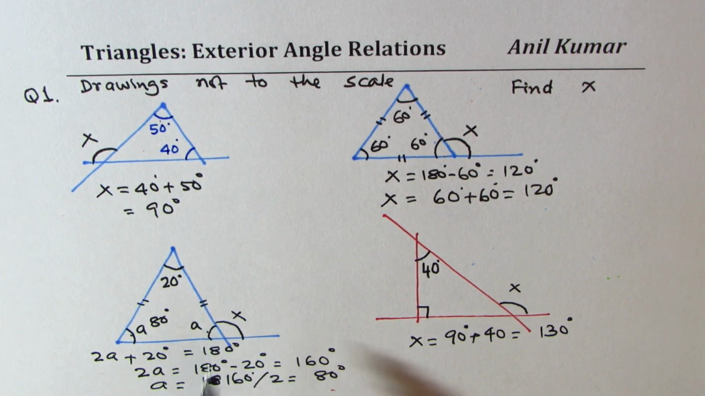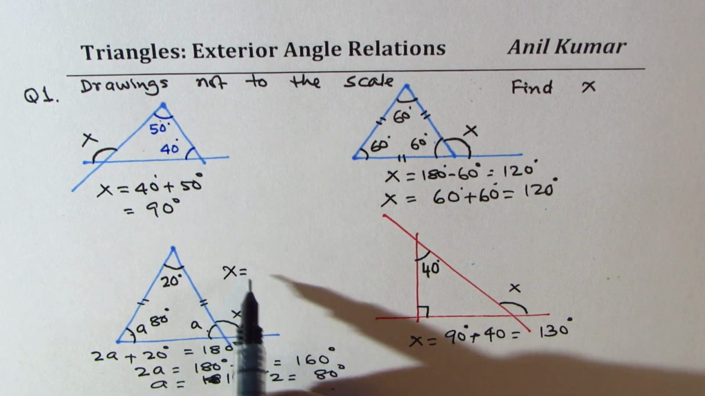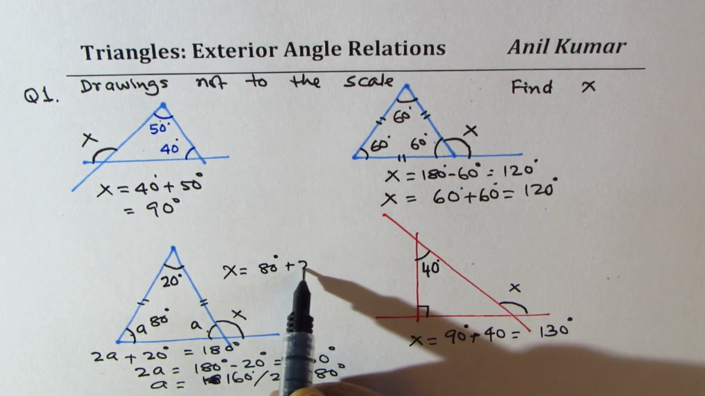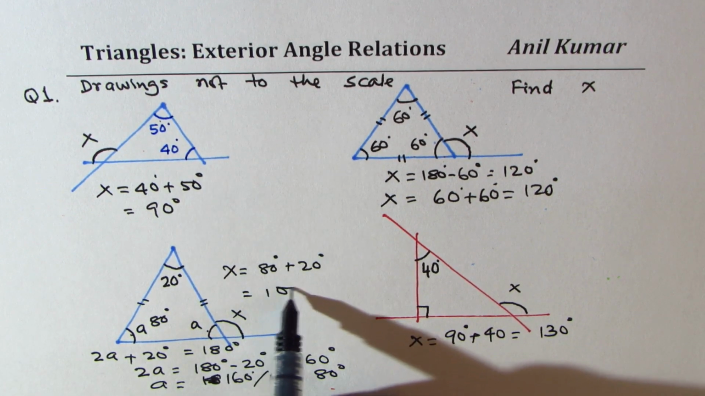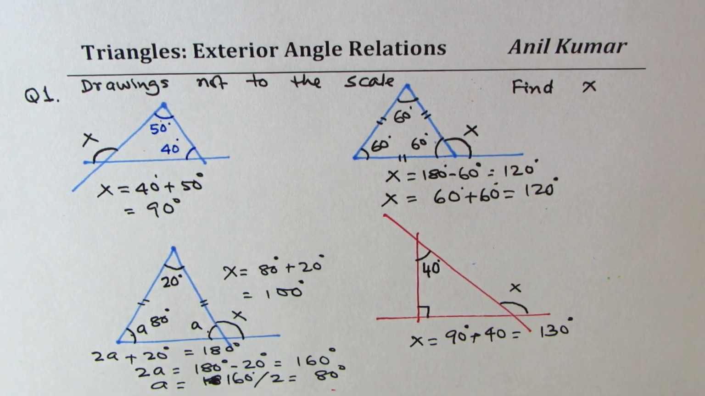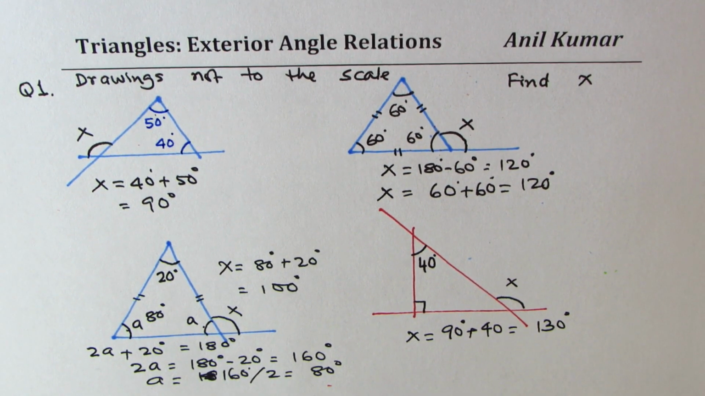Now you can write down what x is. So we get x equals 80 degrees plus 20. That is 100 degrees. Do you see that? So if I gave you an isosceles triangle, you should know that two angles are going to be exactly the same. You need to first find those two angles and then get the result. So I hope these steps are clear.